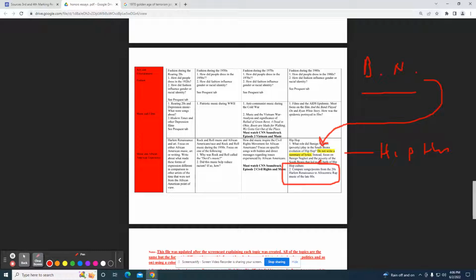And if you're writing about this one, you're comparing songs, poems from the 20s, Harlem Renaissance, to Afrocentric rap music of the late 80s. So you want to first figure out what this particular type of music is about, and then you want to make a comparison. Were there any similarities or differences to songs from the 20s or poems?